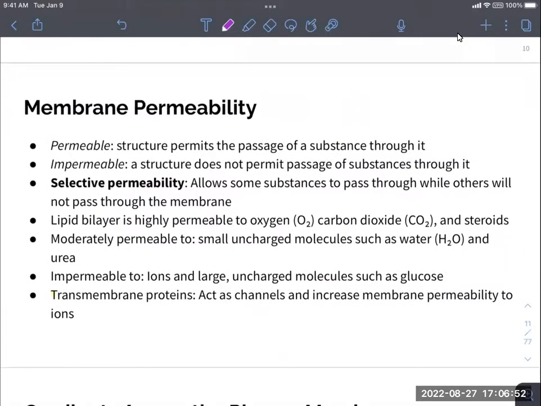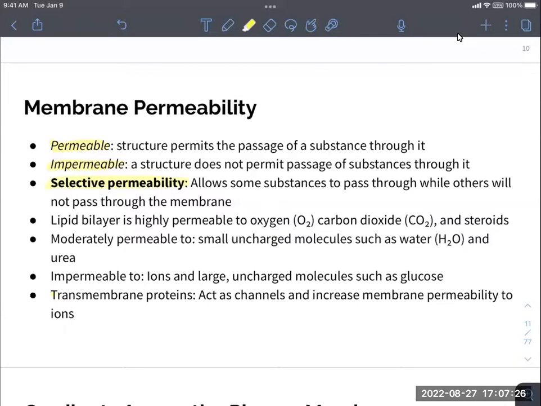Our membrane is permeable to some things and impermeable to other things. It just depends on the size, the charge, the need. These all determine what goes through the membrane and what cannot pass through. So cells are technically selectively permeable. They allow substances to pass through while others will not pass, just like I said.